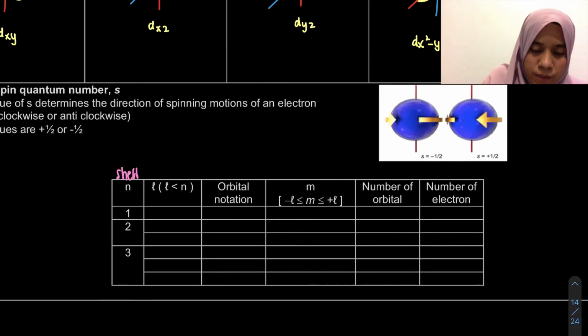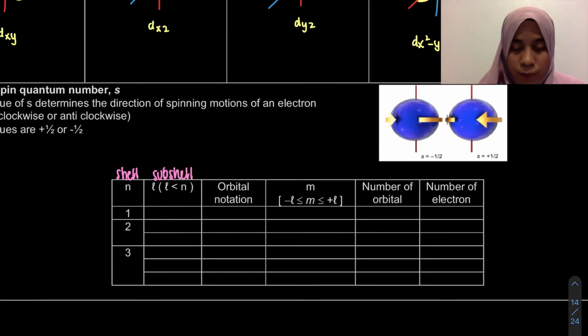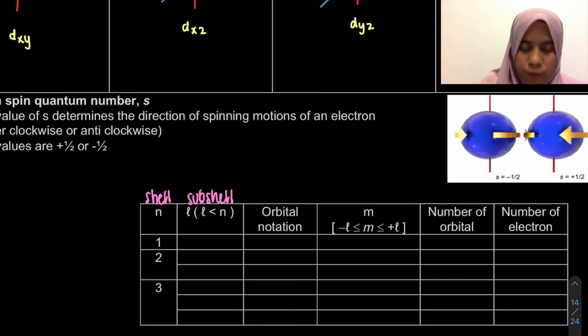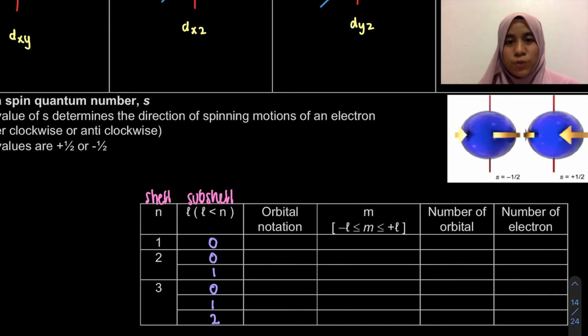L is actually our subshell, where it must be smaller than our N. So when N equals 1, L could be 0. Must be smaller, so 1 is not allowed. When N equals 2, L can be 0 and 1. When N equals 3, it can be 0, 1, 2. 3 is not allowed because L cannot be equal to N. It must be smaller. Okay.